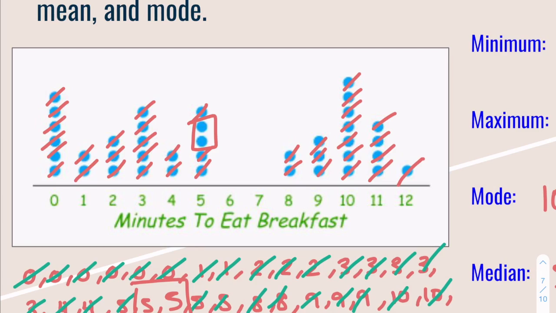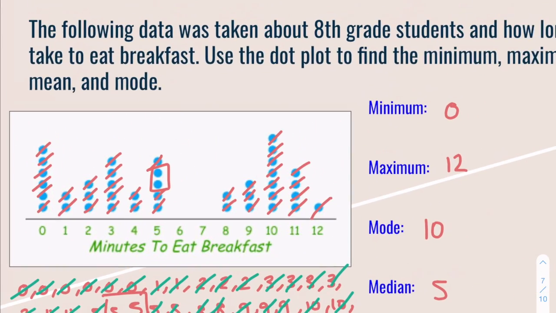So 2 different ways to do that. It looks crazy. It's a lot of crossing out, but again, it is the exact same type of questions we've asked you, just with a different data representation.